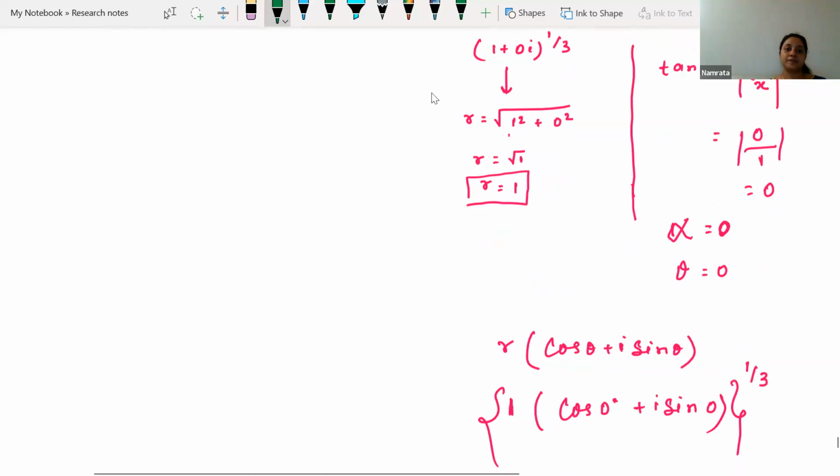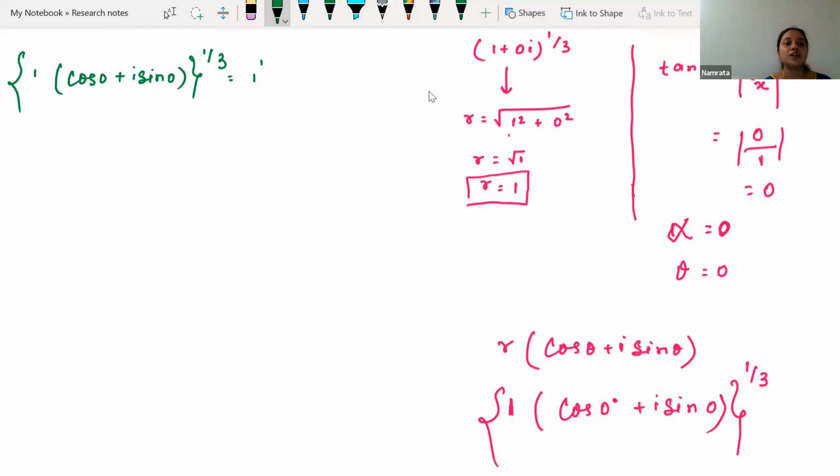So if we are having 1 (cos 0 plus I sin 0), and the total is having power 1 by 3. I said to you, give the power to r and just write it as it is, 1 to the power 1 by 3. That means 1 only. And (cos 0 plus I sin 0) to the power 1 by 3. Now again I am going to write the formula. This became only 1 (cos 0 plus I sin 0) to the power 1 by 3.